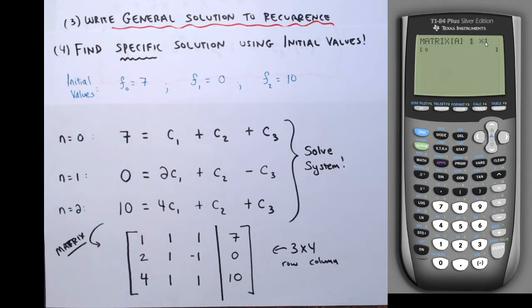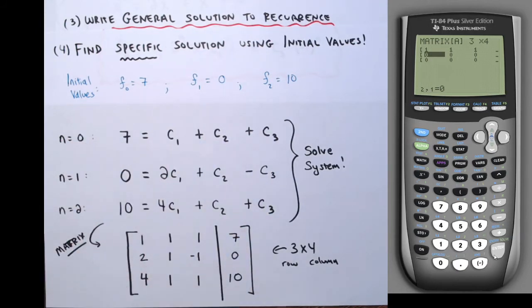Now, first thing you enter is the size. How many rows, how many columns? Like I said, this is a 3-row, rows are horizontal, 4 columns, columns are vertical. 3x4 matrix. And then you put in the entries. So across the top row, I've got 1, 1, 1, 7. So again, that just represents C1 plus C2 plus C3 equals 7, that first equation.